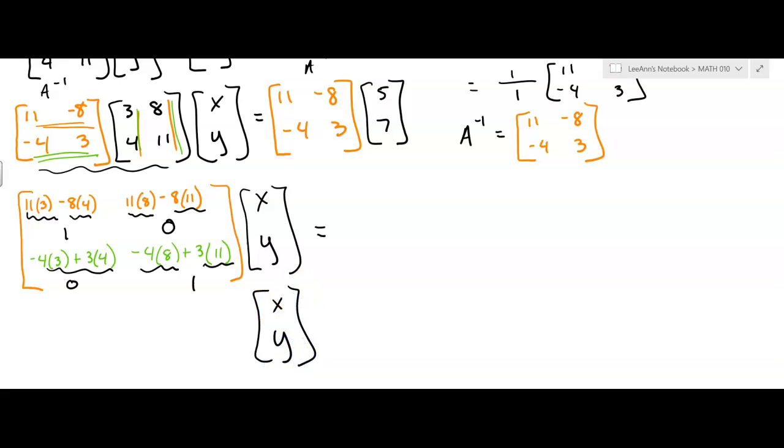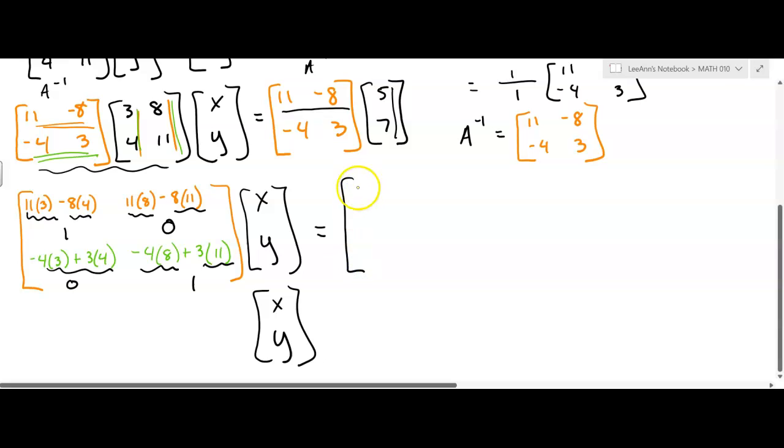Now, I have to do the multiplication here. So what's 11, negative 8 times 5, 7. I'm going to do that first row times that one column that we have. Okay, so that's going to be, I've been doing it in orange, so 11 times 5 minus 8 times 7. I don't know what that is, but I'm going to figure it out in a minute. Okay. And then what's negative 4, 3 times 5, 7. So negative 4 times 5 plus 3 times 7. And then we're going to have to actually figure out those calculations. So we could use a calculator. Okay, let me go back here.